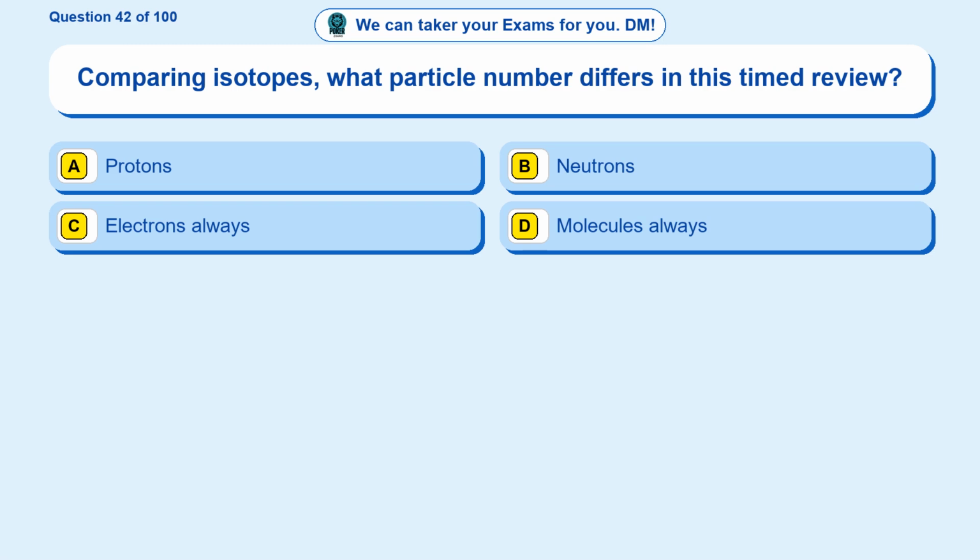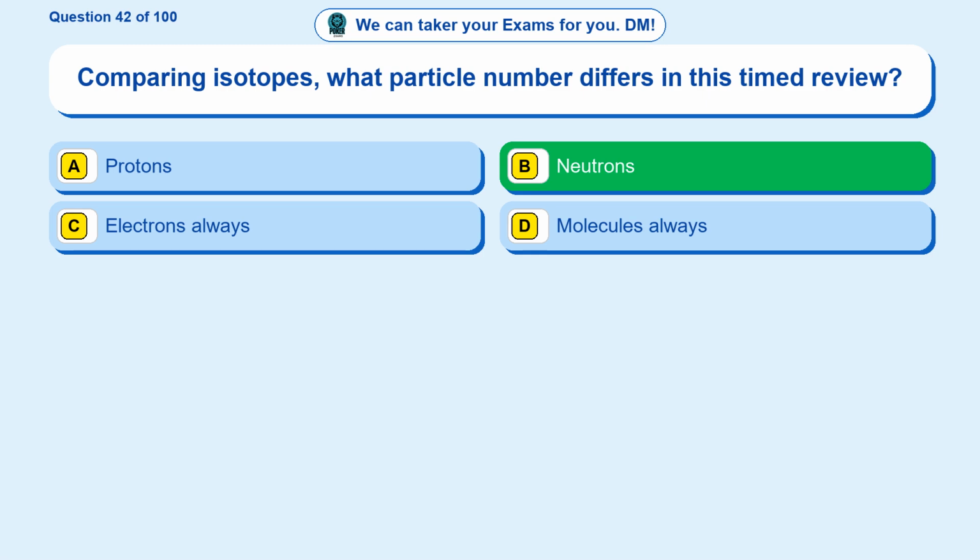Question 42. Comparing isotopes, what particle number differs in this timed review? Option A, protons. Option B, neutrons. Option C, electrons always. Option D, molecules always.